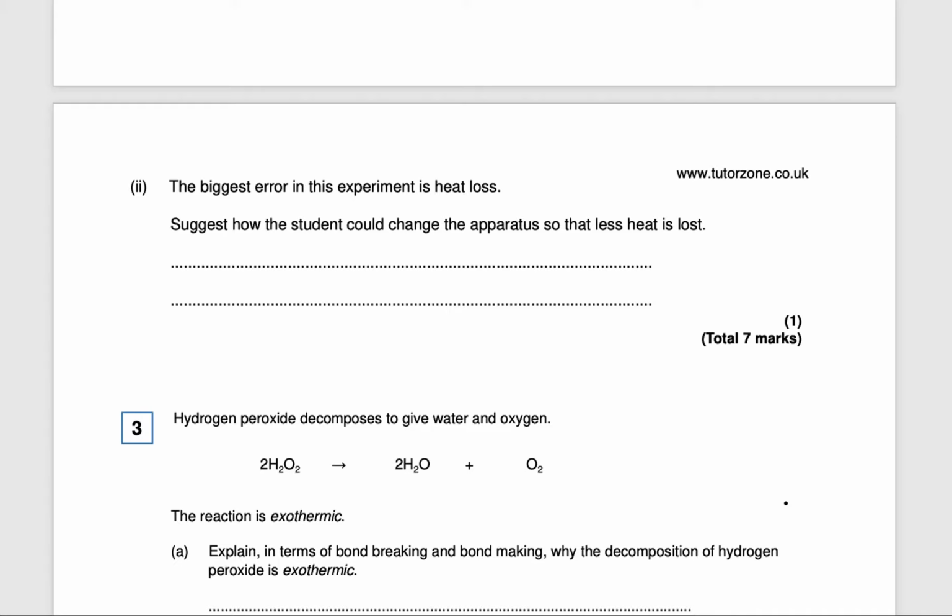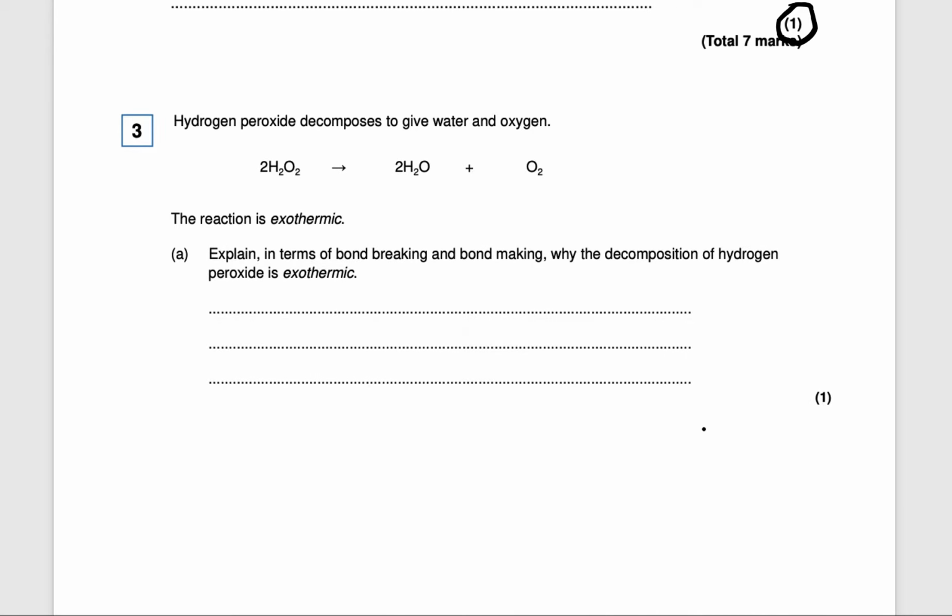Next question. The biggest error in this experiment is heat lost. Suggest how the student could change the apparatus so that less heat is lost, and they could do this by using a lid which prevents the heat lost from the beaker. 1 mark.